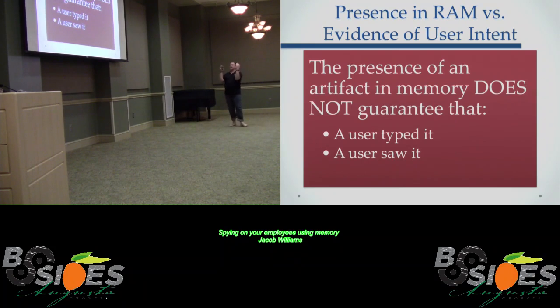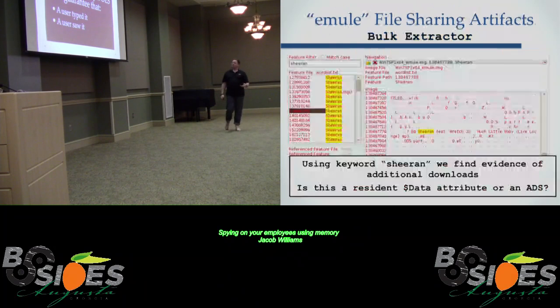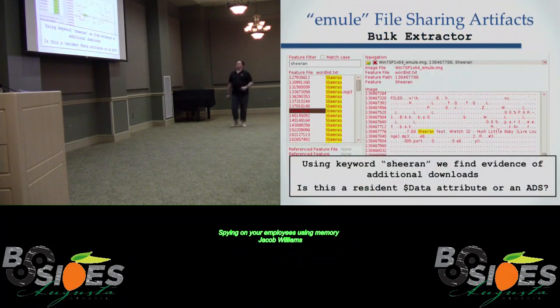So I want to highlight again, even though I said it, I dedicate a whole slide to it. It doesn't mean when you see it that the user saw it or that the user even typed it. But hey, let's take a look at this. We're able now to search for keywords. This is a neat little tool called Bulk Extractor Viewer. It'll actually go in and view. The cool thing about Bulk Extractor, I'm a command line junkie. Absolute command line junkie. If you see me in a GUI, there's a reason for it.